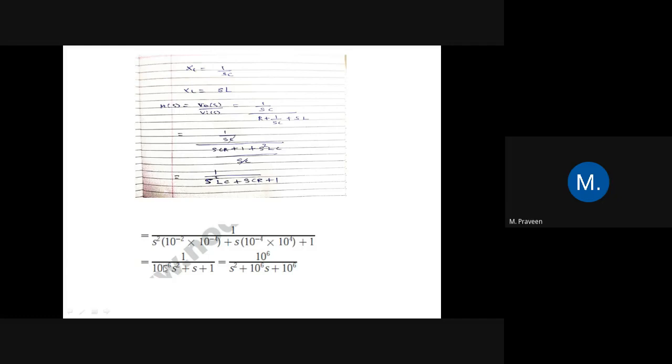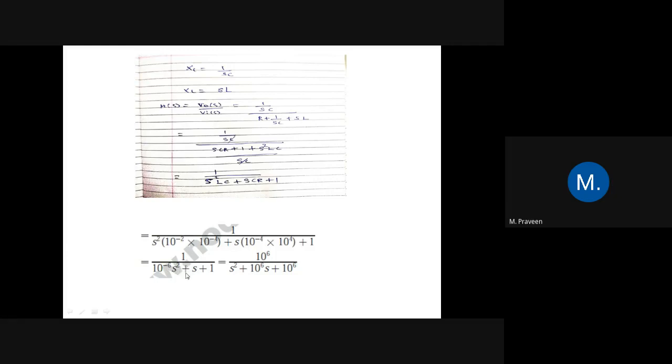So now we have to take 10 power minus 6 out of S square. So we multiply 10 power 6 in the numerator as well as the denominator. Then the numerator will become 10 power 6, and in the denominator, 10 power 6 and 10 power minus 6 will cancel.